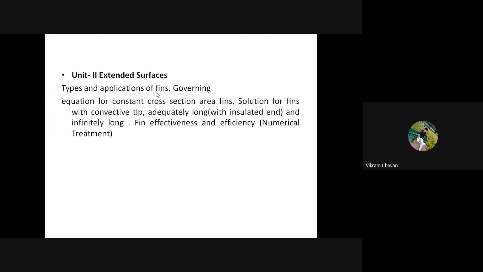It is used to enhance the heat transfer from particular surfaces. So in simple language, if there is no scope for extra surfaces, or we can say, okay, this will be somewhat technical, but I want to mention over here.